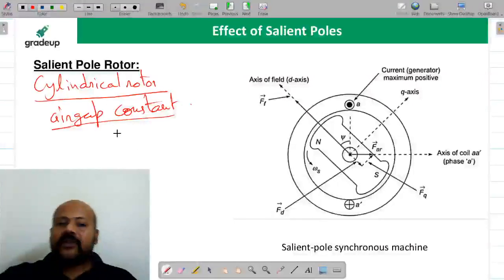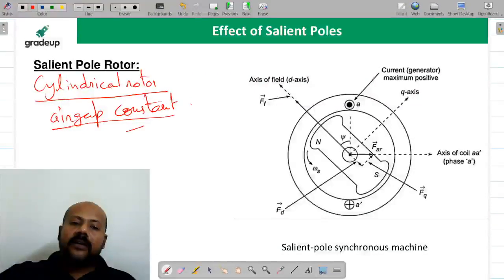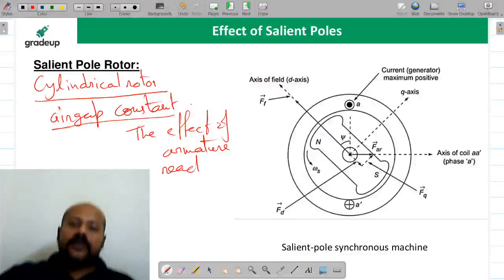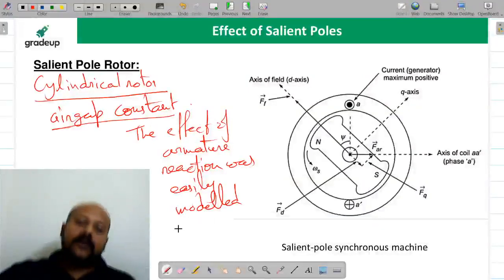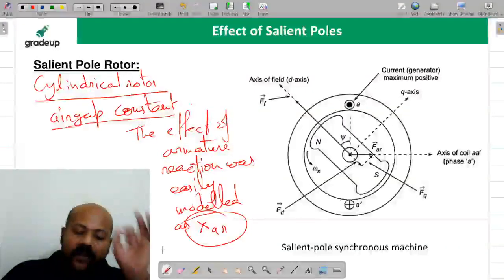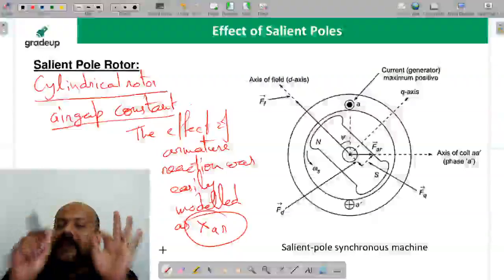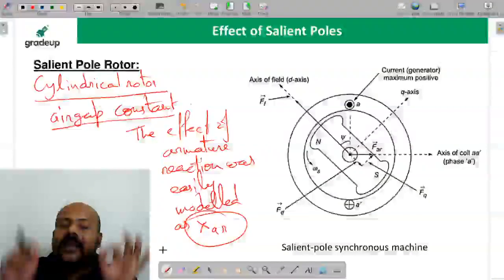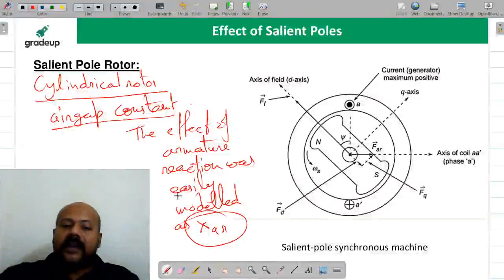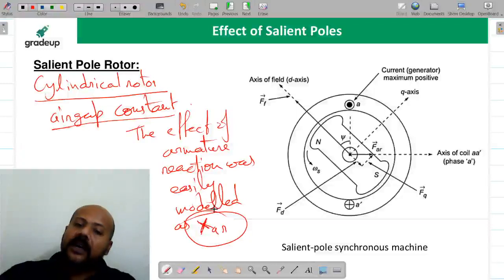When the air gap was constant, then the effect of armature reaction was easily modeled as XAR. Yes or no? What we have done? We have modeled the armature reaction effect with the help of a reactance, and that reactance beta we are calling as XAR when we were discussing about the cylindrical rotor.